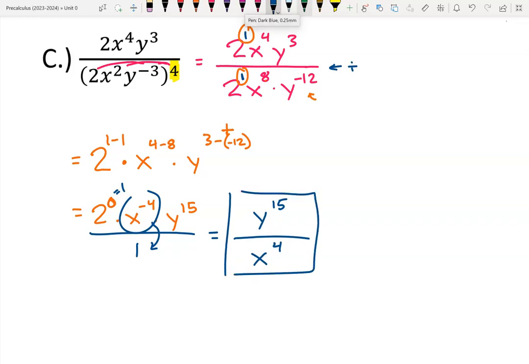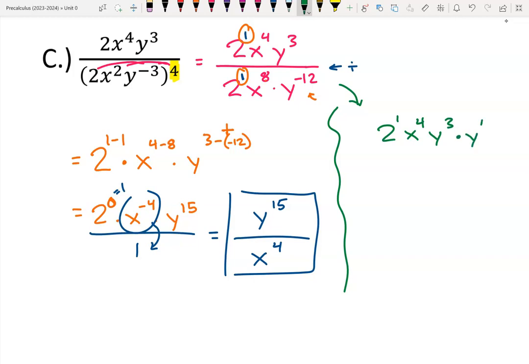Another way that we could have done this one is to take care of that negative power. I could have raised it first if I wanted to. And so then that would have been 2 to the first, x to the fourth, y to the third, times y to the 12th, that moved up, over 2x to the 8th.